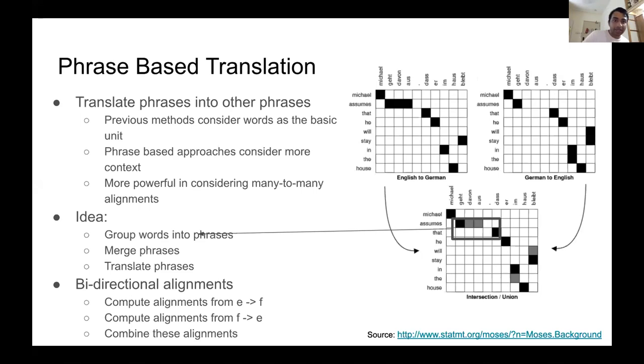In the earlier translation methods that only considered words as the basic unit, you would only have correspondences that are 1-1. So the idea here is that you miss out on correspondences where, for example, the word assumes is actually translated into three tokens in the target language. So these are the kind of translations that are missed.